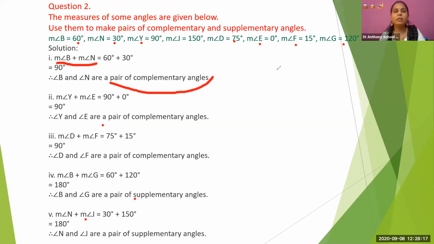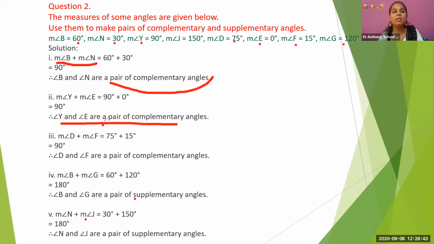So, when you are writing this, the steps should be very important. First of all, write addition: measure of angle Y plus measure of angle E is equal to 90 degree plus 0 degree equal to 90 degree. Therefore, angle Y and angle E are a pair of complementary angles. ये steps लिखना बहुत important है. ठीक है, very important. Angle Y and angle E are a pair of complementary angles.